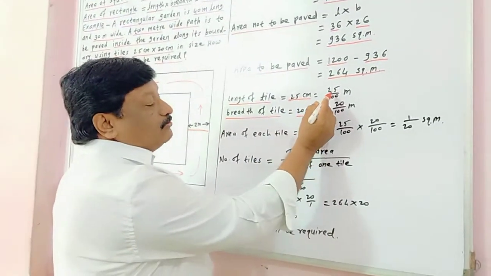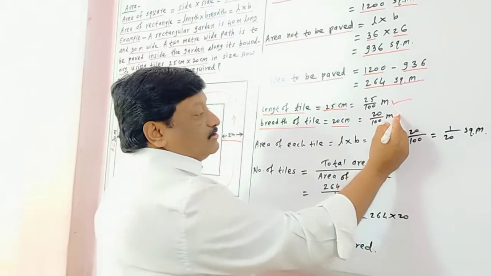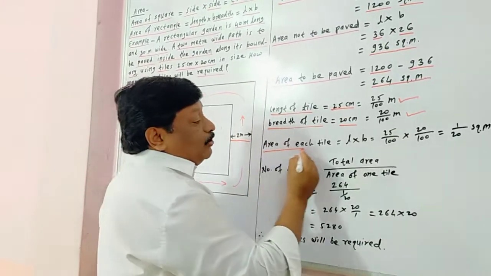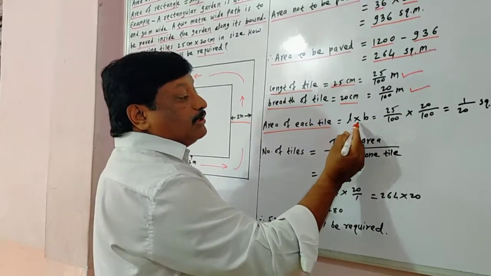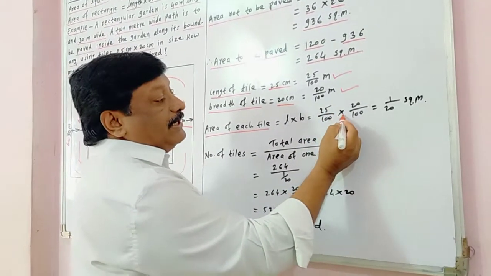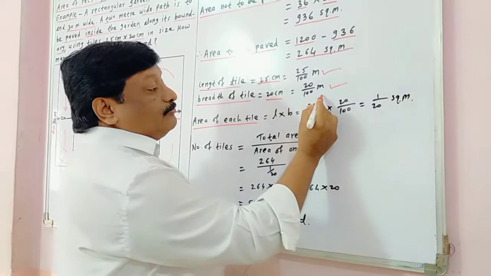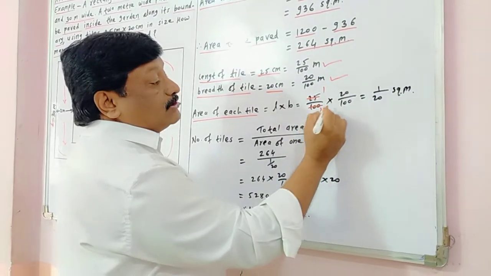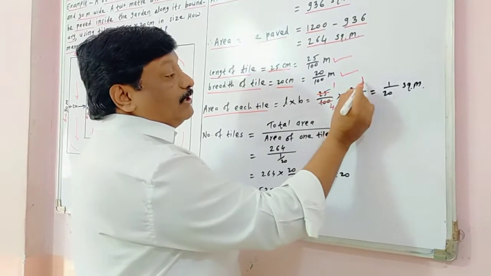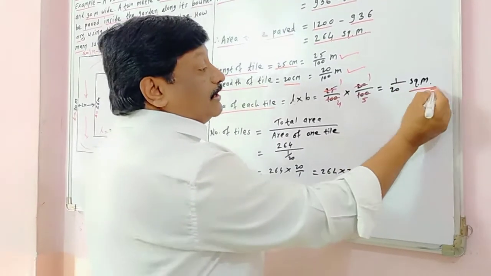25 centimeter is equal to 25 upon 100 meter, and here 20 centimeter is 20 upon 100 meter. Then find area of each tile by using formula L into B. Length is 25 upon 100 into breadth is 20 upon 100. Now simplify it. 25 ones are 25, fours are, here 20 ones are 20, 5s are, equal to 1 into 1, 1, and here 4 into 5, 20, so equal to 1 upon 20 square meter.